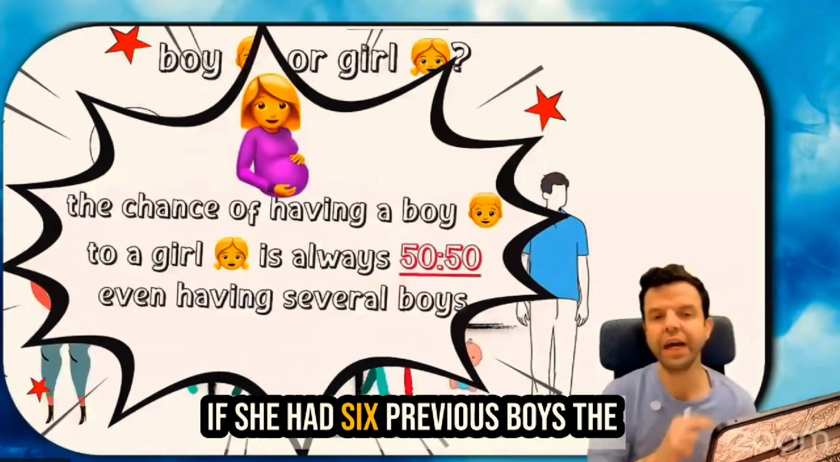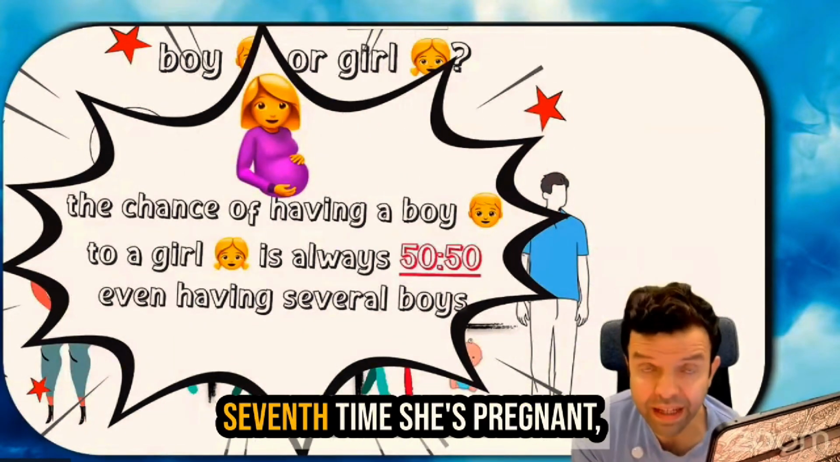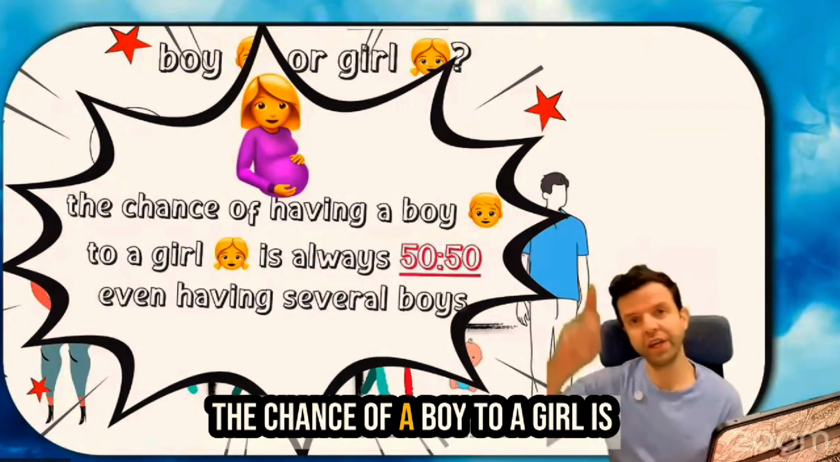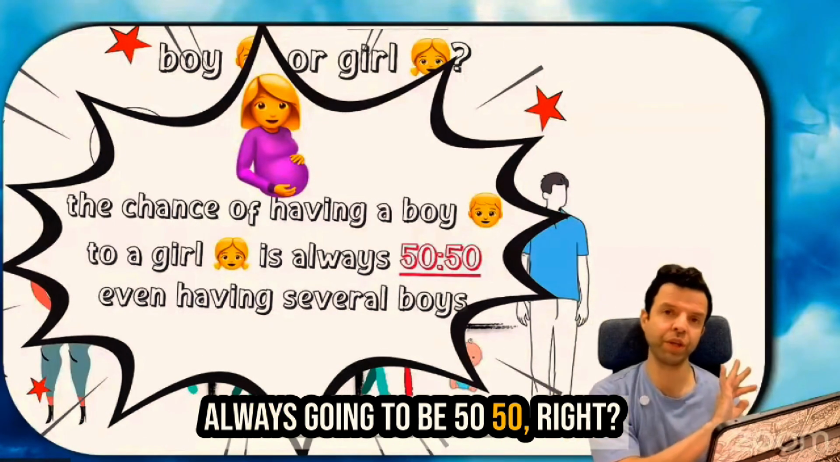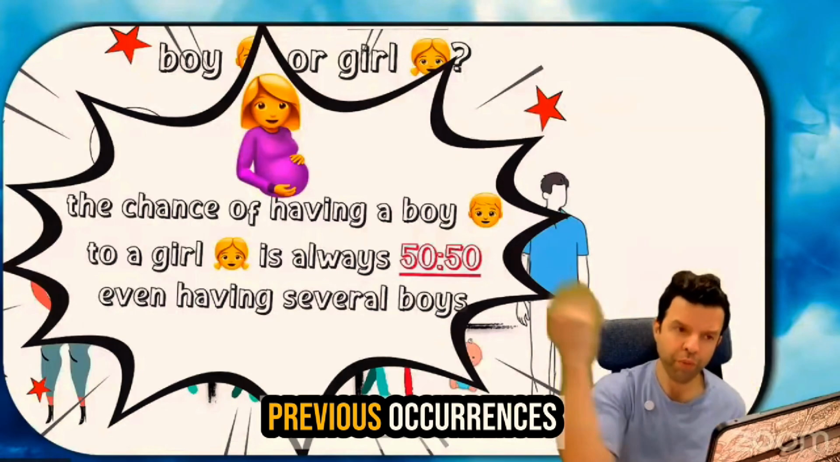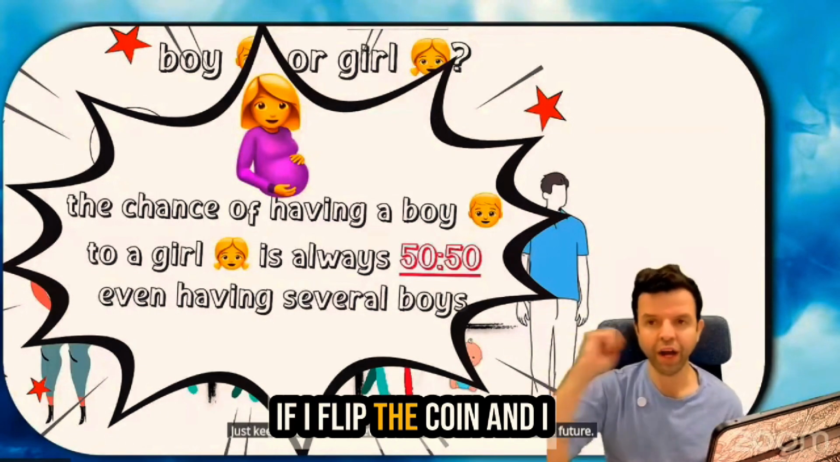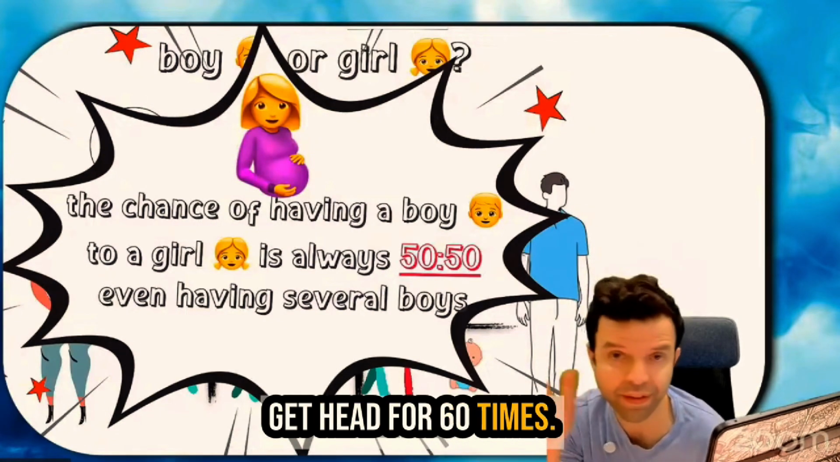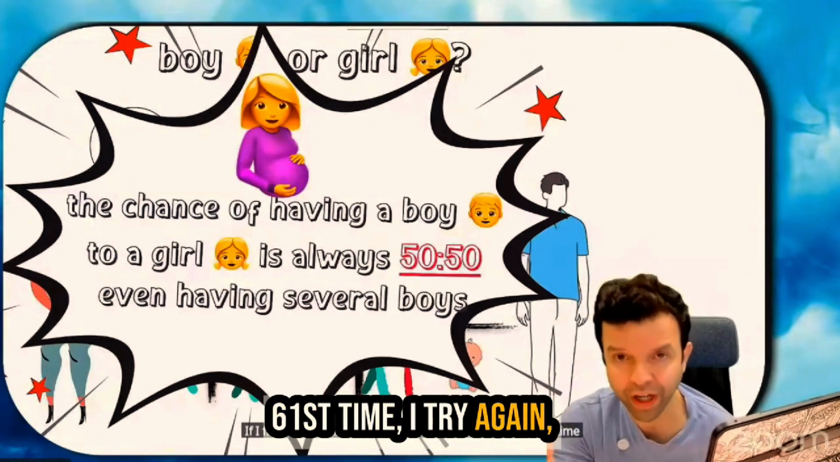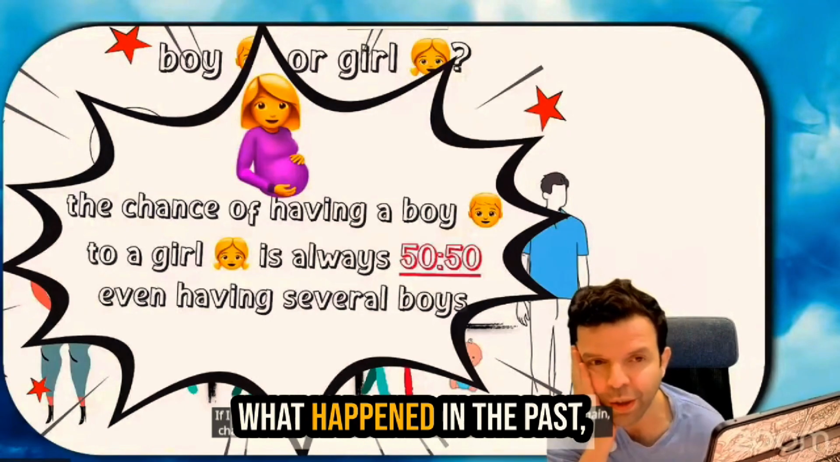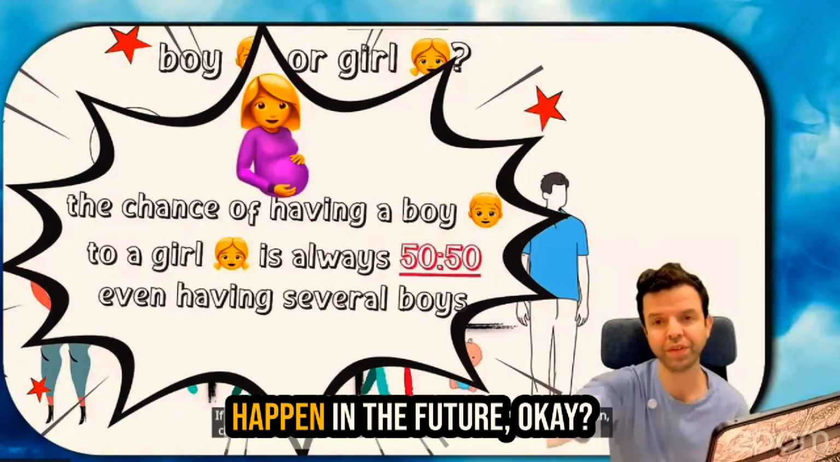If she had 6 previous boys, the 7th time she's pregnant, the chance of a boy or a girl is always going to be 50-50, right? Just keep this in mind, that previous occurrences don't change the future. If I flip a coin and get heads 60 times, the 61st time I try again, the chance is still 50-50. What happened in the past doesn't decide what's going to happen in the future.